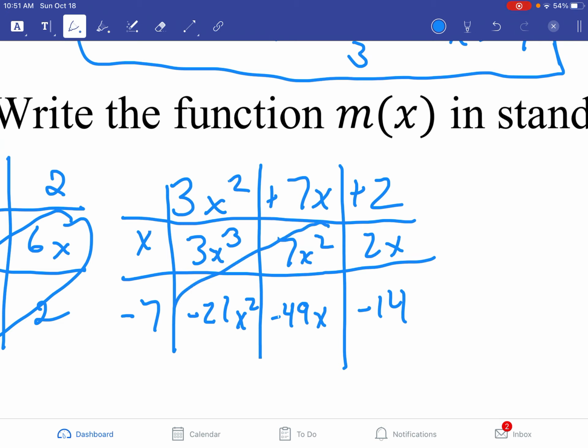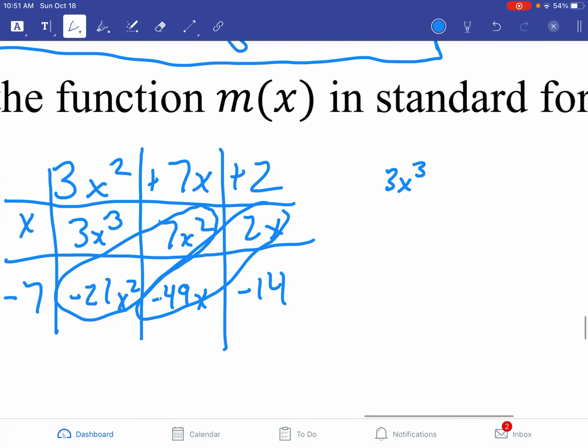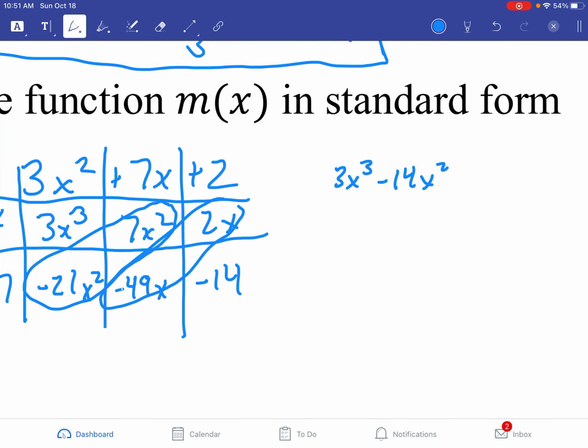Again, you're going to see that the ones that are diagonally across from each other are the like terms that we're going to combine. So we have 3x cubed. We have negative 21 plus 7, which is going to give you negative 14x squared. We have negative 49 plus 2, which is going to give you negative 47x. And negative 14 is left over. So now we have m of x equals this.